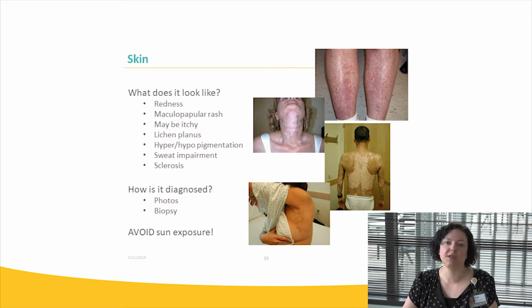With skin GVHD, it starts as a rash, usually starting on the chest or the trunk. It's usually reddened areas. Sometimes it's painful or itchy, but sometimes it's not. We can usually diagnose this simply by photos and an assessment without having to do a skin biopsy unless we're trying to rule out other things. The best thing you can do to help prevent this, again, is sun protection when you're outside.